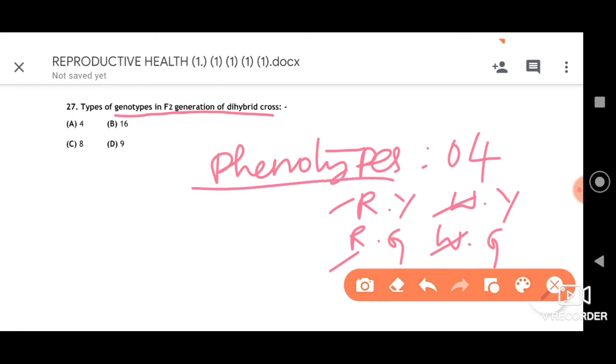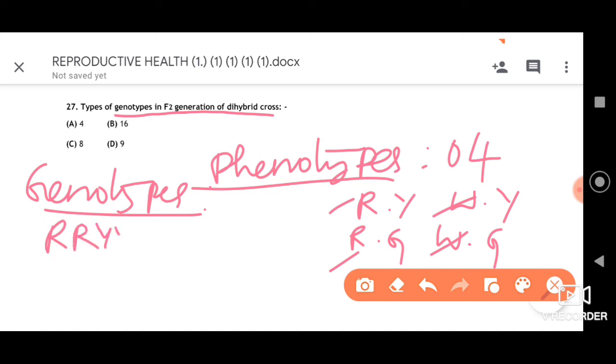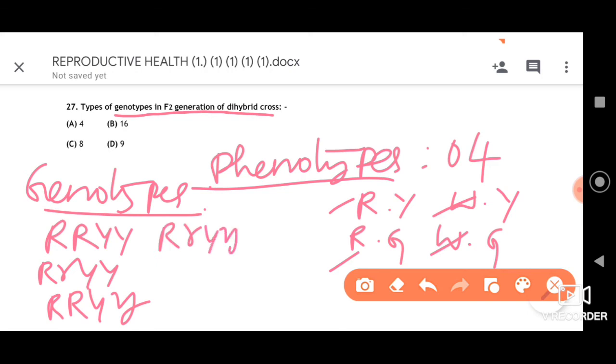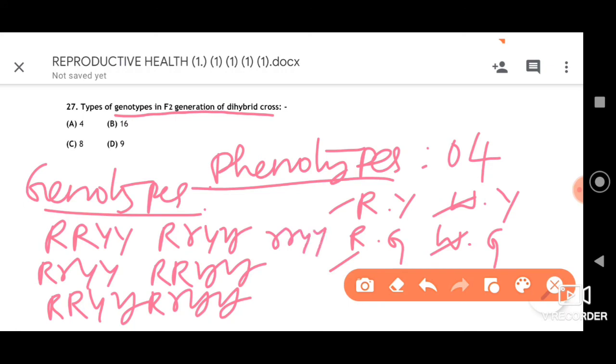That is phenotypes. When we talk about the genetic constitution, that is the genotypes, we are going to get 9. That is RRYY, RrYY, RRYy, RrYy, Rryy, RRyy, rrYY, rrYy, rryy.